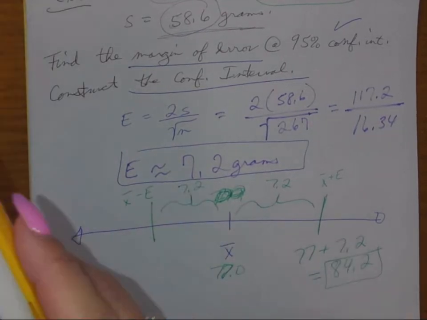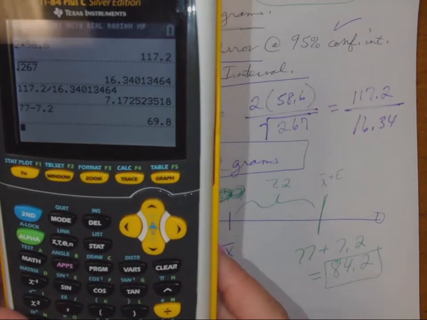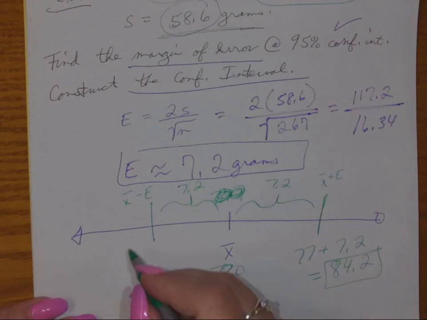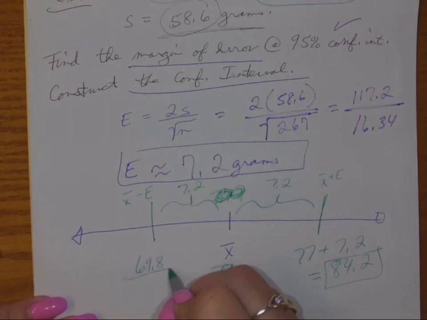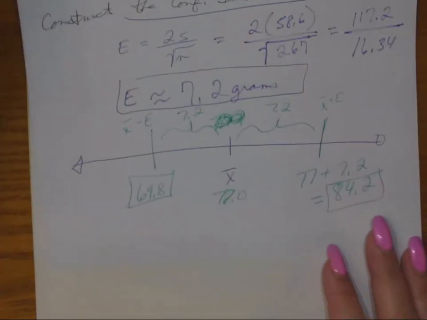And doing that, it's 77. I don't want to do this one in my head. 77 minus 7.2, 69.8. Don't think less of me because my arithmetic stinks. All right, so here we go. There's my confidence interval. Now, I'm not done yet until I actually write it out, so let's see what we got.